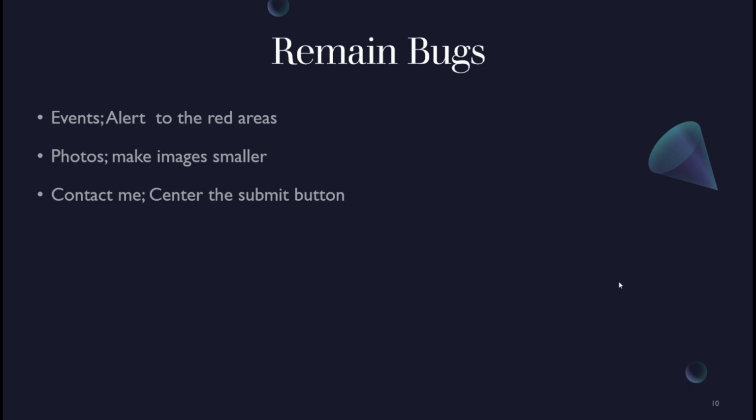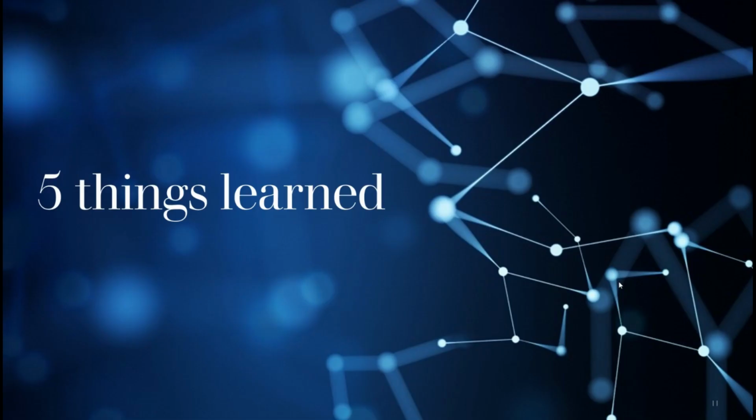The remaining bugs: my code is decent and it functions well, but there are things I would like to add or even fix. So my events page, I would like the red areas to create alerts. My photos, I want to make the images smaller. You'll see in my video how they're too big. My contact page, I want to center the submit button. But other than that, I feel like my code is pretty good. I love my webpage and I'm very proud of it.